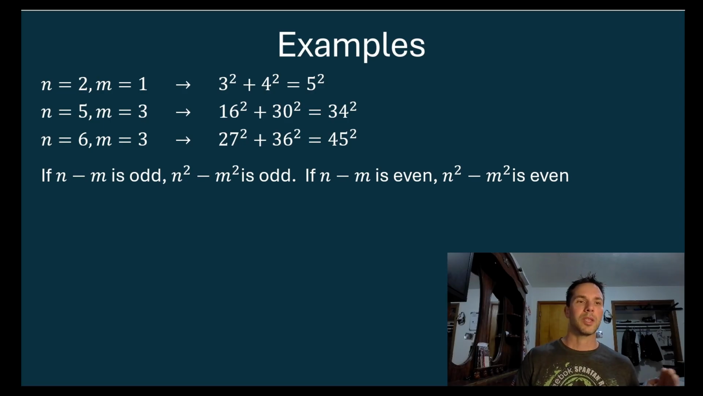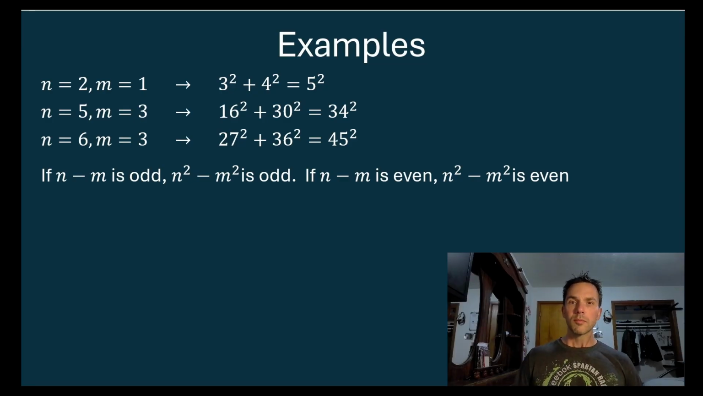Now what's interesting to note is that if n minus m is an odd number, then the n squared minus m squared is also going to be odd. So the reason why that's interesting is you cannot actually take two squared odd numbers, add them together, and get an integer squared value. That can be proven. But you can do an odd and an even, and an even and an even. And this is how you can use this equation to get your odd and evens and evens and evens.